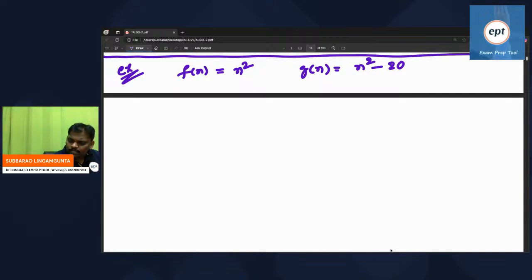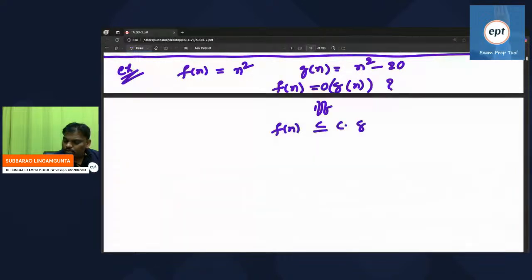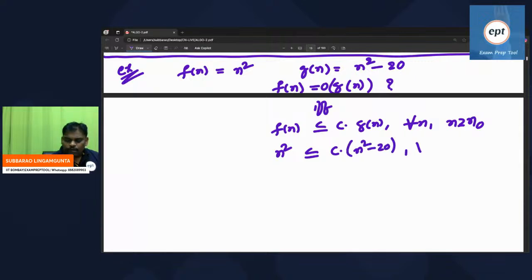Right now, can I say this? Let's check. If and only if, can I do this or not? Let's check. f of n less than or equal to some c into g of n for all n where n is greater than or equal to n0, where f of n is n square, less than or equal to some c, g of n is n square minus 20, for all n where n is greater than or equal to n0.